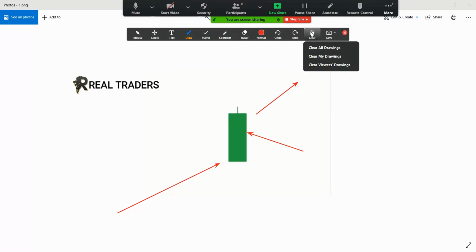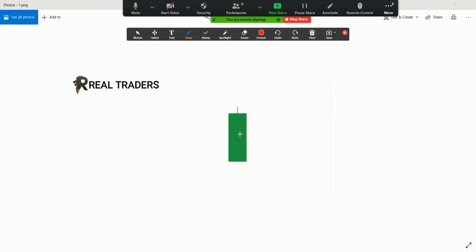Okay, but what if we see this candle in a strong downtrend? Let me draw it here like this. Suppose this is a very strong downtrend, and from this level we saw this strong bullish candle. So what about this? Will the market continue to go up here? No. Why? Because this is a strong bearish momentum.